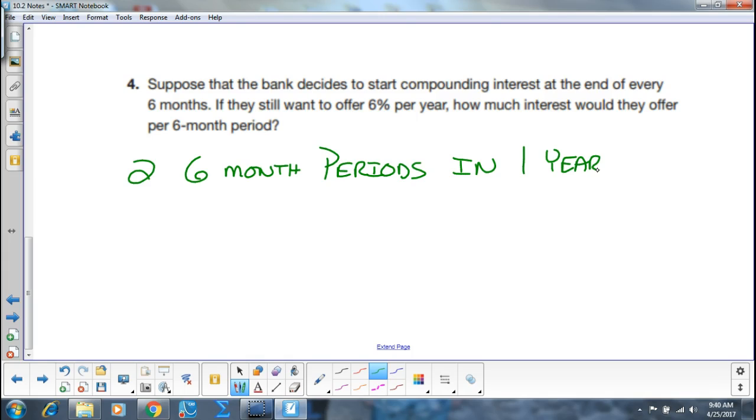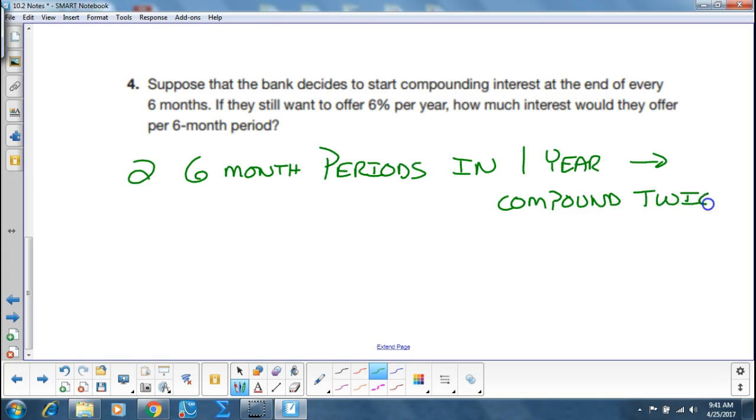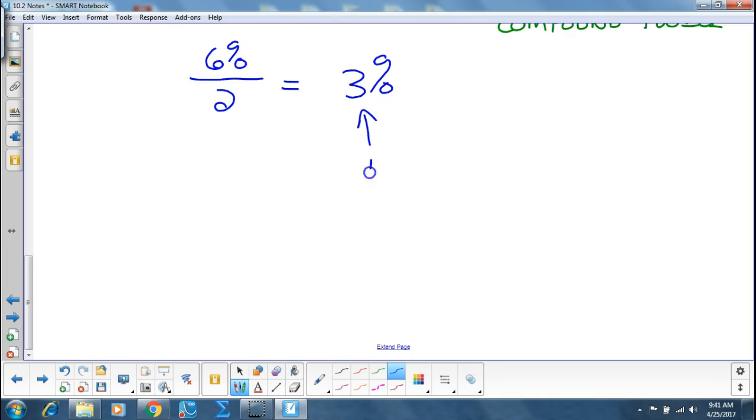So that means that they are then going to compound twice. So 6% divided by 2 is going to be 3%, which now becomes my new R in that formula.